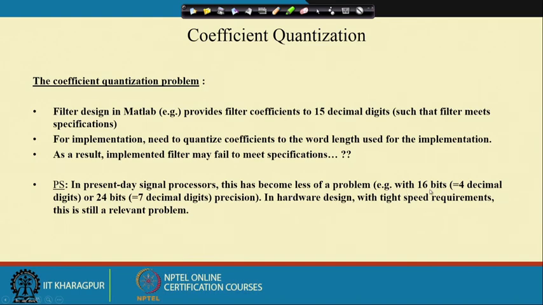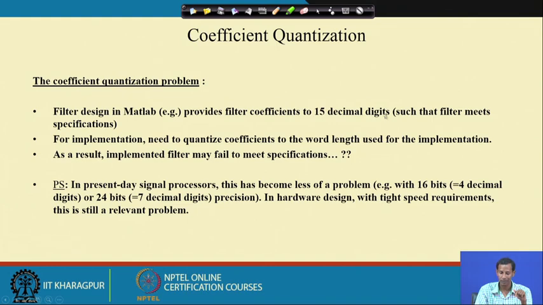In present day digital signal processors, this has become less of a problem, because 16 bits equals 4 decimal digits, and 24 bits equals about 7 decimal digit precision. In hardware design with tight speed requirements, this is still a relevant problem.